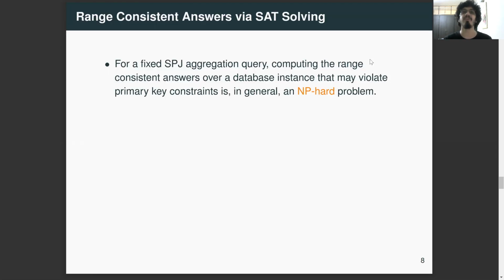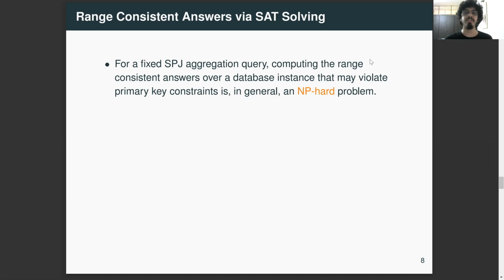Now let's talk about the complexity of computing range consistent answers. Even for a fixed SPJ aggregation query, computing range consistent answers over a database instance that violates just simple primary key constraints can in general be a computationally hard problem, an NP-hard problem. Because of this, there are not really many systems. In fact, there is only one existing system that computes range consistent answers on real world databases, but that is also based on an approach called query rewriting, so it applies to a very small set of queries. This computational hardness is probably the reason why the approach of consistent query answering and range consistent answers is not widespread in the industry today.